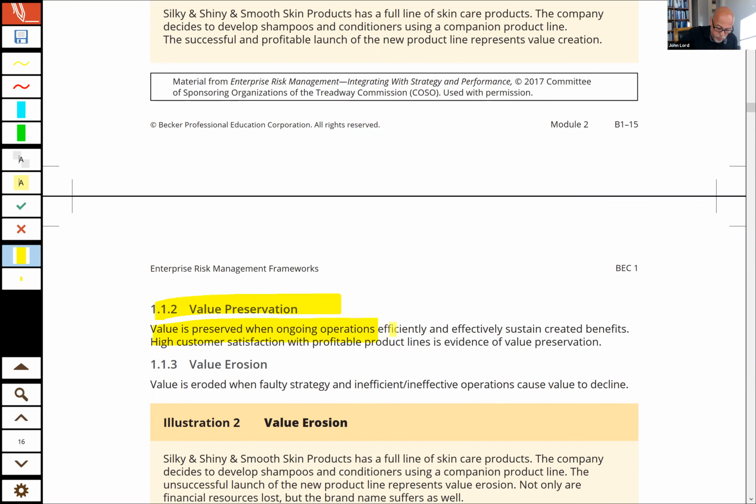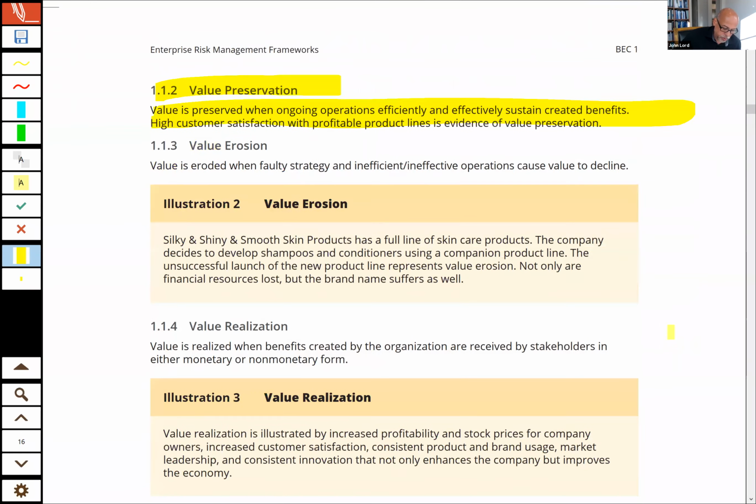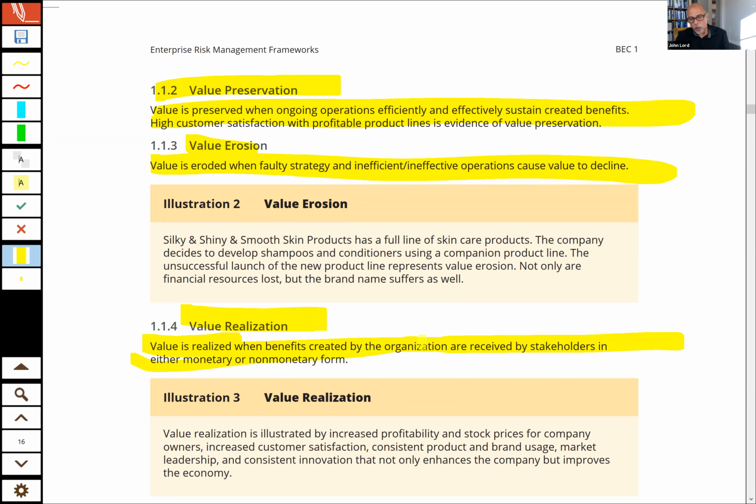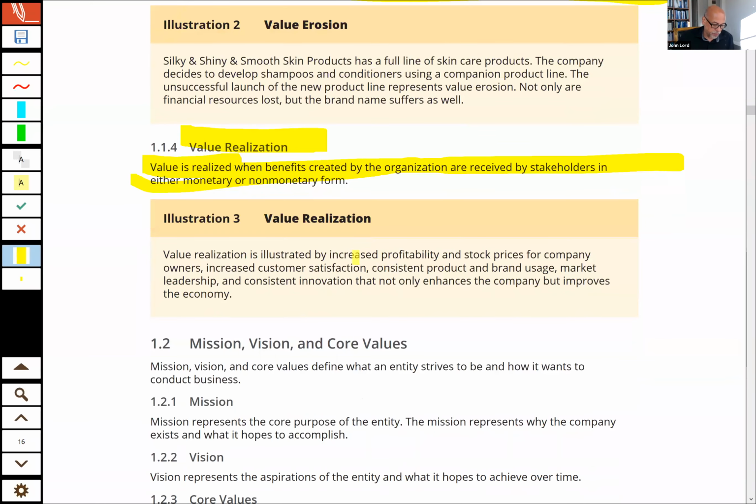And value is preserved when ongoing operations effectively and efficiently sustain created benefits. So high customer satisfaction, with a profitable product line, for example, okay? And then value erosion. Value is eroded when faulty strategy and ineffective operations cause value to decline. Value realization is when benefits created by the organization are received by stakeholders, either in monetary or non-monetary form. Obvious monetary form would be we increase the value of the company stock, et cetera, as a result of our value realization.